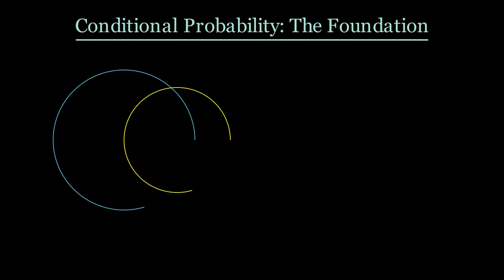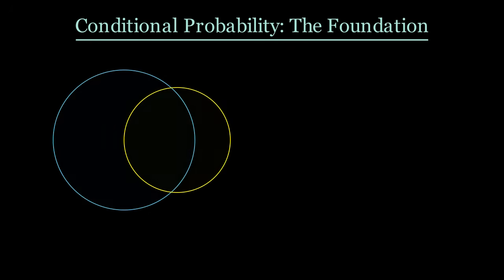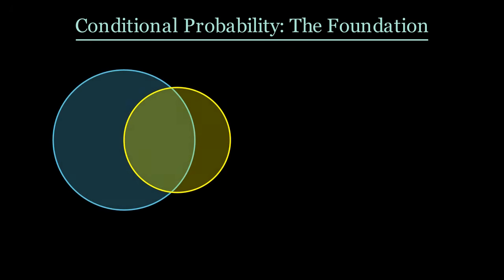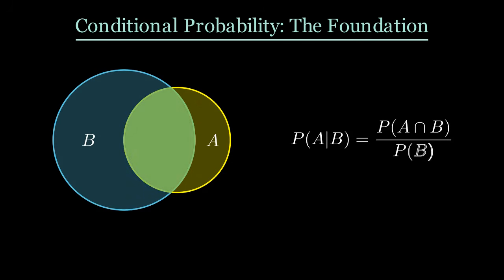To understand naive Bayes, we must first master the concept of conditional probability. In statistics, we often ask, what is the probability of an event A occurring? But in machine learning, we ask a more refined question. What is the probability of A occurring given that event B has already happened? This is denoted as P of A given B. It's the foundation of updating our beliefs based on new evidence.